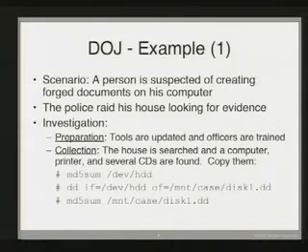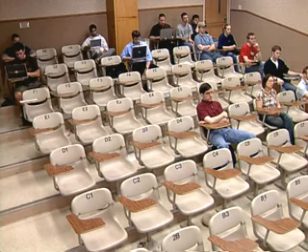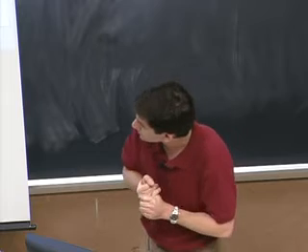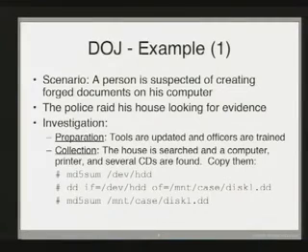So here's an example scenario. We have a person suspected of creating forged documents, like check forgery or identification forgery, and they're suspected of doing this on their computer. So we get our police, we have our search warrant, we raid the house with shields out and everything else. Here's the process we go through in this scenario. Preparation: we have our tools updated, and we have people trained to use them who know what they're doing. They're certified.